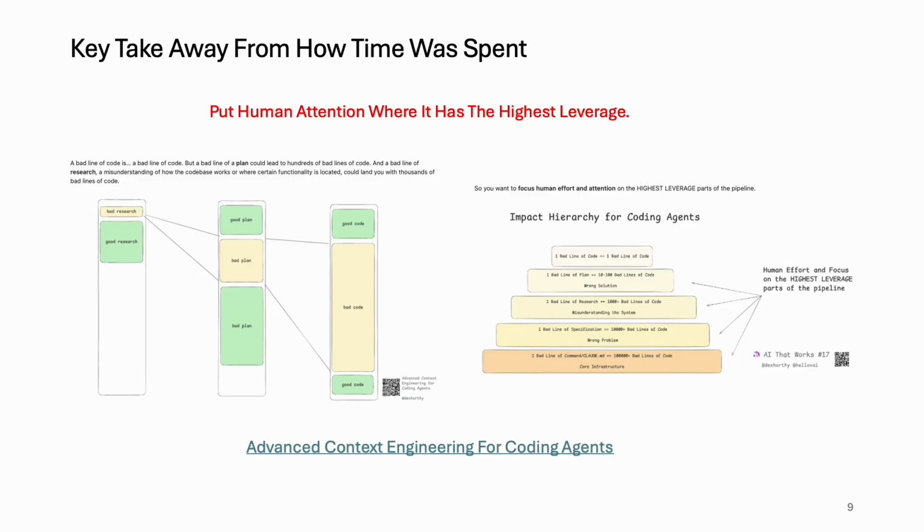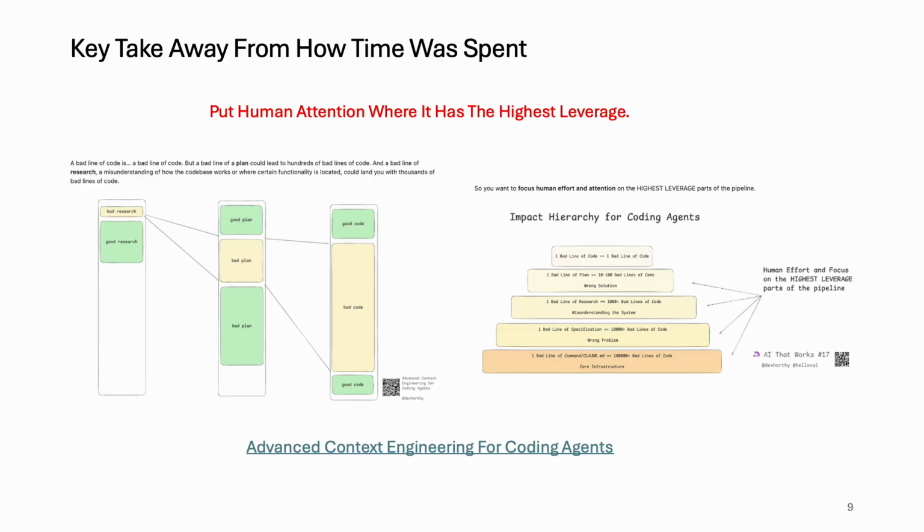On the right is the impact hierarchy. The higher you go, research, problem framing, and specifications, the more leverage each decision has. One bad line of spec can turn into hundreds or even thousands of bad lines of code. And with AI-generated code, that amplification happens fast.